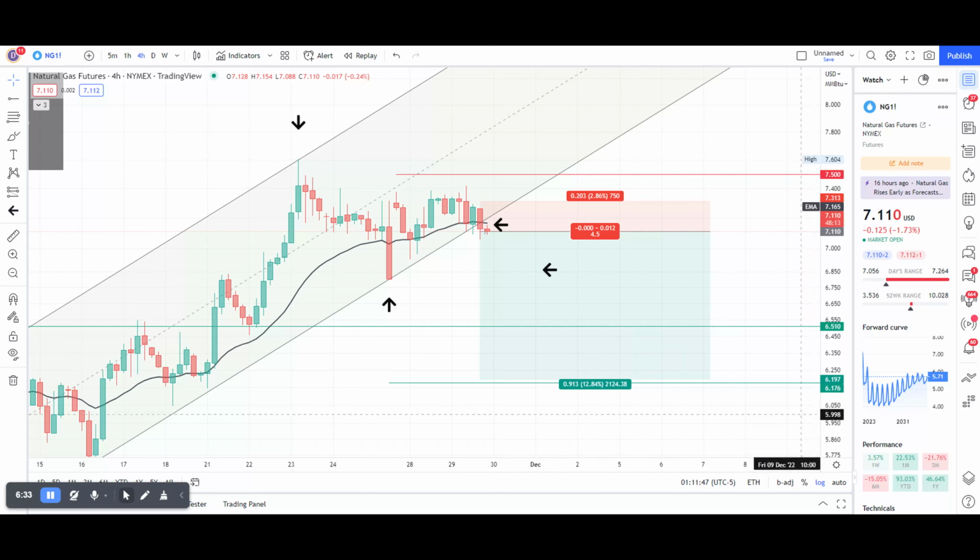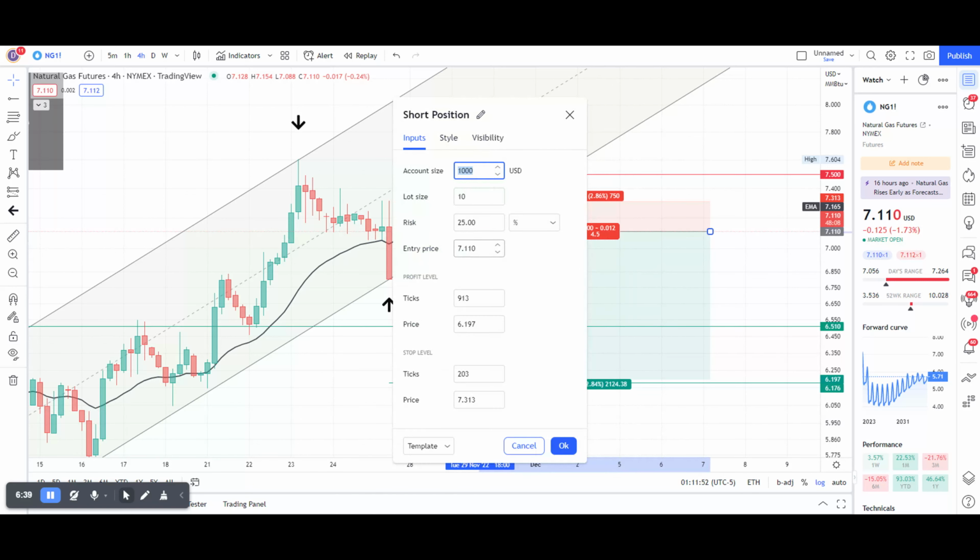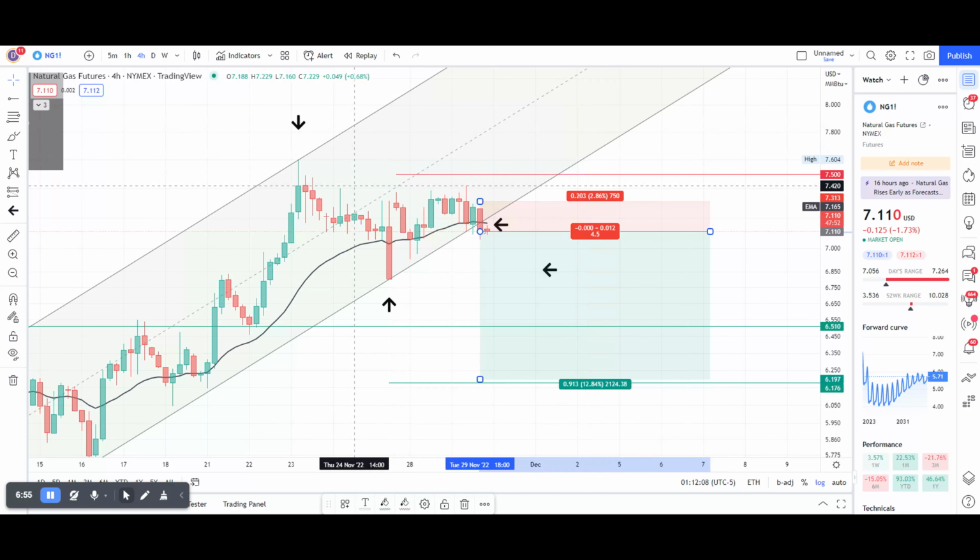Currently I'm on 4.5, so my entry is at 7.110, current price exactly, and my profit is at 6.197. Okay, all the way down here, and my stop is at 7.313. So this is a legitimate trade idea, aspiring for a higher reward versus risk because we're catching the price during an interesting junction of a technical setup. And then you can aspire for a higher reward versus risk. Okay, so this is what you want to remember.